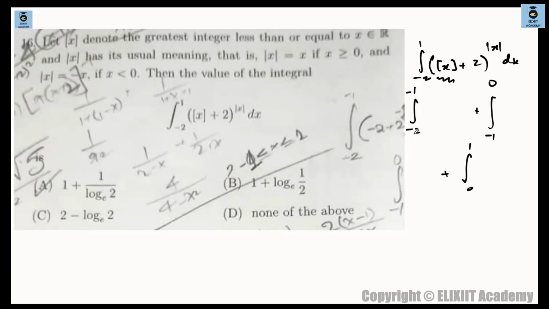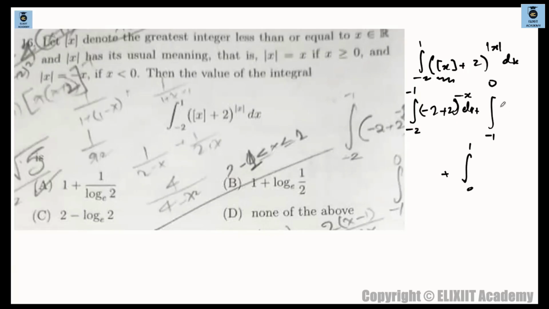In between -2 and -1, [x] is what? -2, right? So this will be (-2 + 2) to the power of |x|. Now, what is |x|? In this region x is negative, so |x| will open up with a negative sign: (-2 + 2)^(-x) dx.